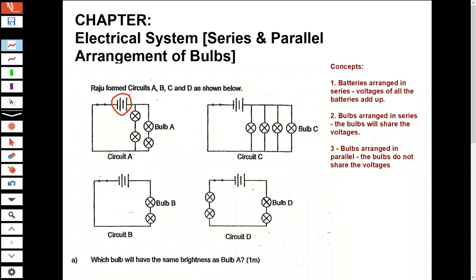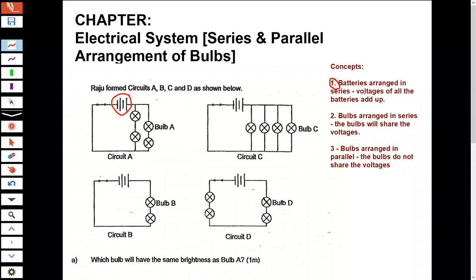And what students should have learned in class is that when the batteries are arranged in series, we apply concept number one. That means all their voltages will add up. Okay. There are two ways to approach this. Number one, of course, we can use things that we commonly see in our daily life. For example, the most common batteries that we use at home are the 1.5 volt batteries. But the problem is there will be decimals.